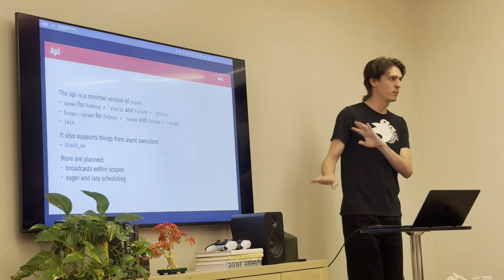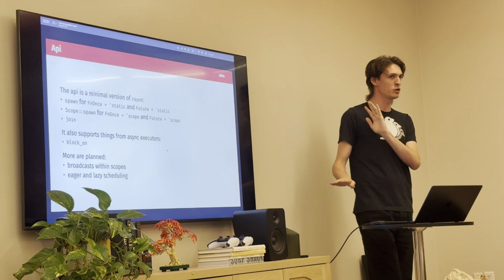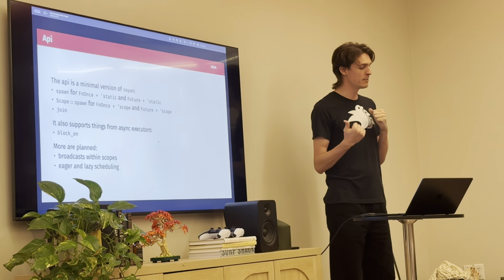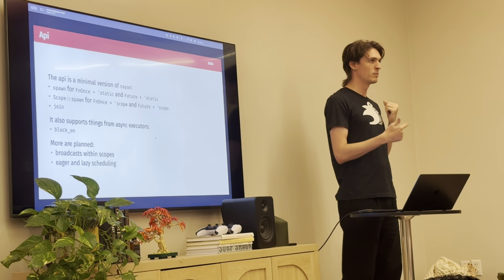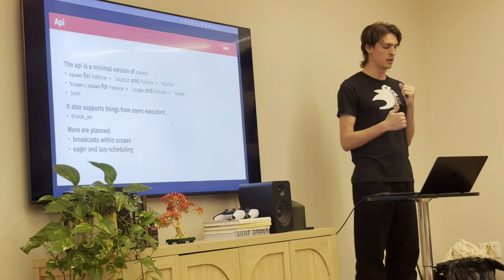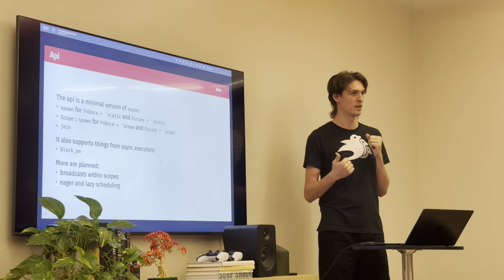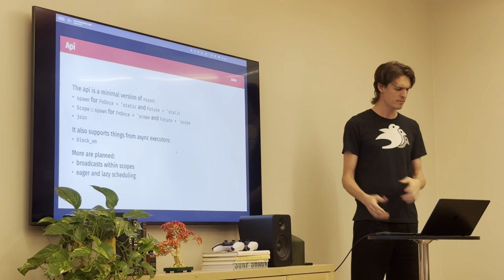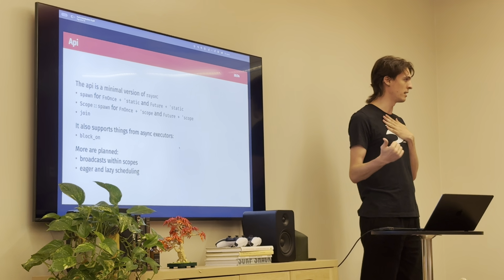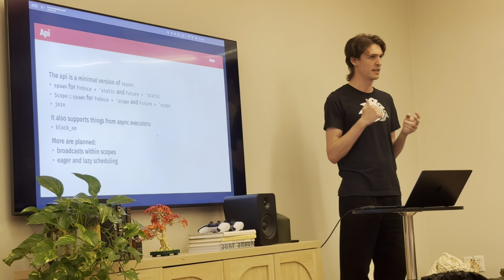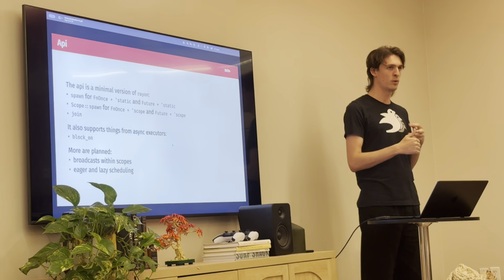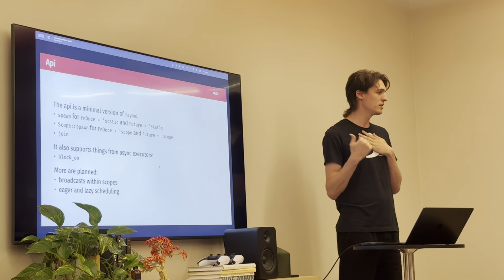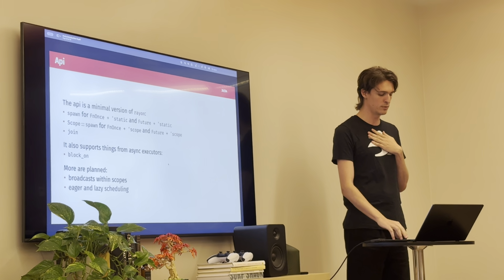This supports an important subset of Rayon's API. They're pretty similar. There's a spawn function, which works for normal closures and for futures. There's a scoped spawn function, which works for things that are not static. There's a join method, which is one of the really big important things with Rayon. There's also things from async executors like block on. Currently, it does not support broadcast. Rayon has FIFO ordering and LIFO ordering. This is fixed. And so there's some stuff we're working on to get parity with Rayon.